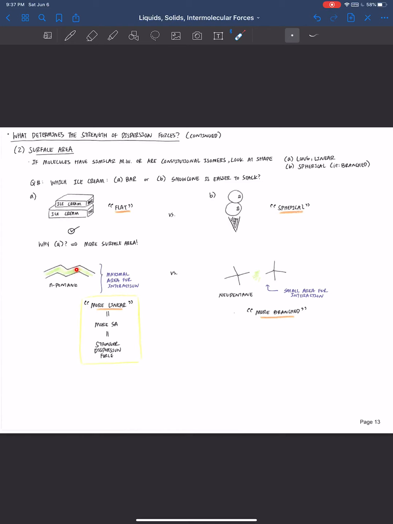Same thing here in this example, an example I had shown you in a previous video, that this pentane molecule can stack more easily, even though these are constitutional isomers. And that's because it has more surface area and therefore allows for stronger dispersion forces to happen.